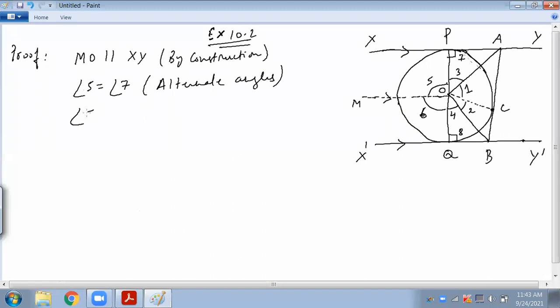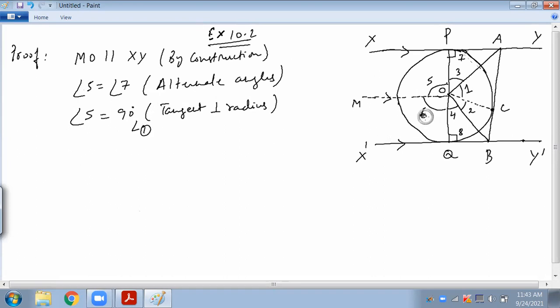Now we know that angle 7 is 90. So instead of 7, I can write 90. Why? Because XY is a tangent, and OP is a radius at the point of contact of the tangent. So angle 7 will be 90. We can write tangent perpendicular to radius. We can mark it 1.